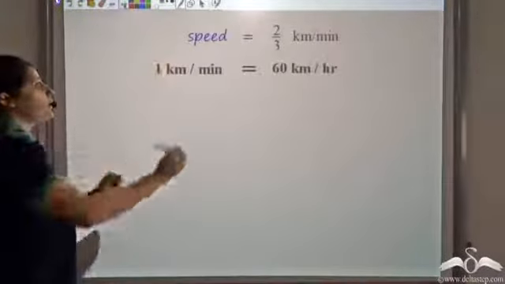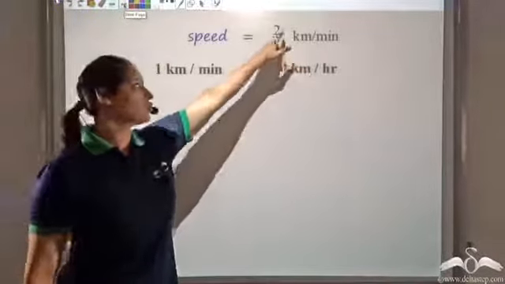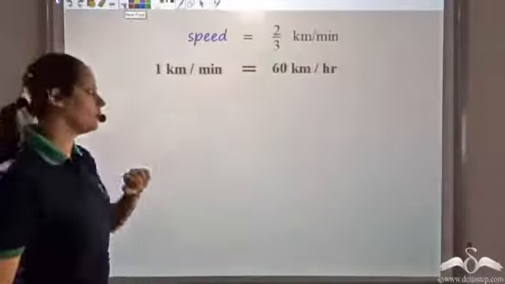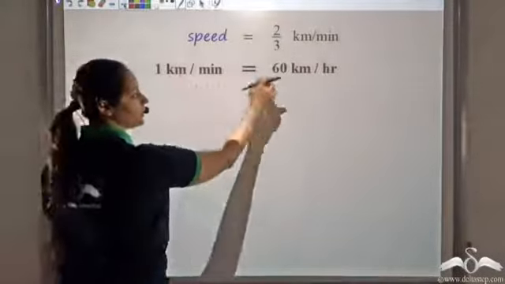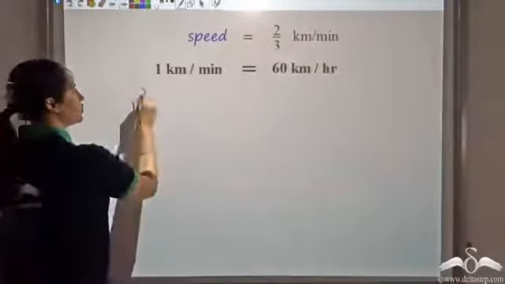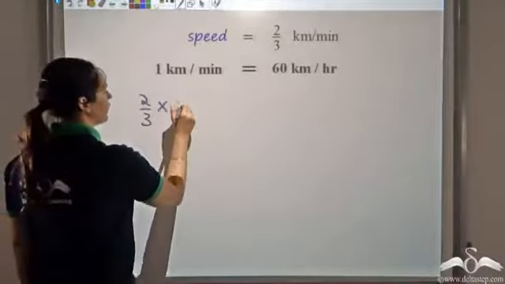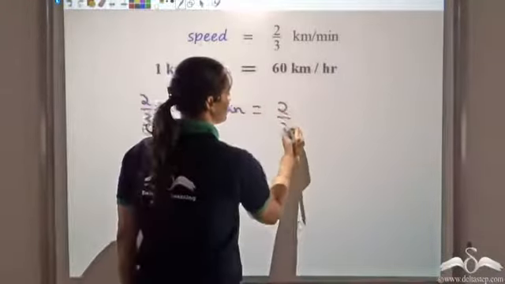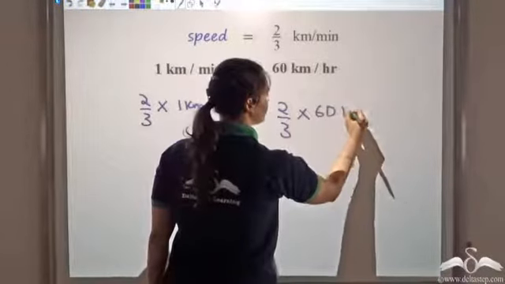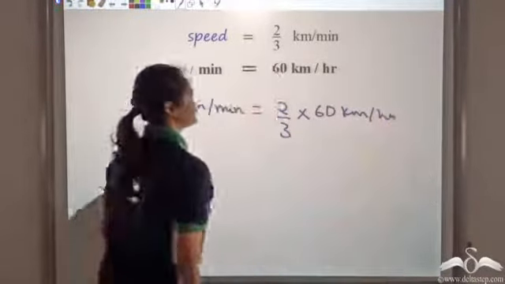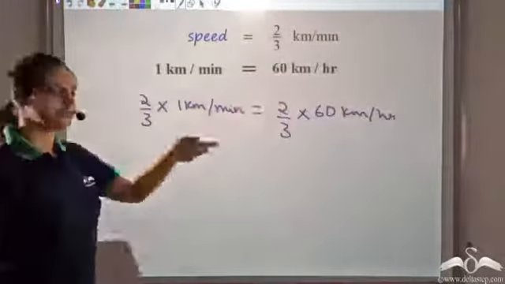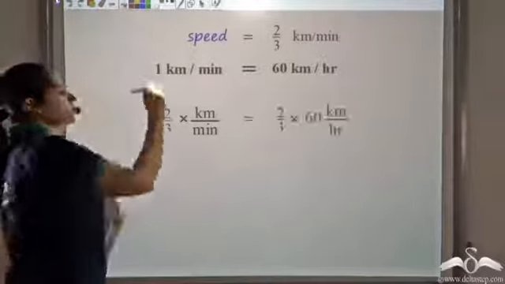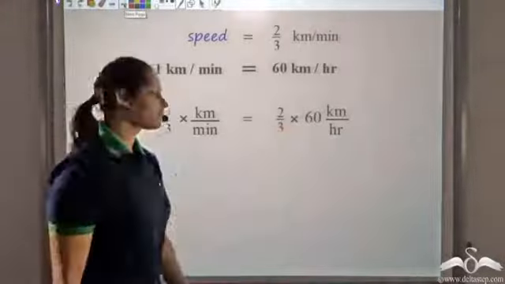Now we had to convert the speed which Rohit had found, which was 2 by 3 kilometers per minute. I want to convert this into kilometers per hour. Now I know 1 kilometer per minute gives me 60 kilometers per hour. So 2 by 3 of 1 kilometer per minute would be equal to 2 by 3 times 60 kilometers per hour. All I have done is multiplied both the sides by 2 by 3. So 2 by 3 times kilometer per minute would be equal to 2 by 3 times 60 kilometers per hour.